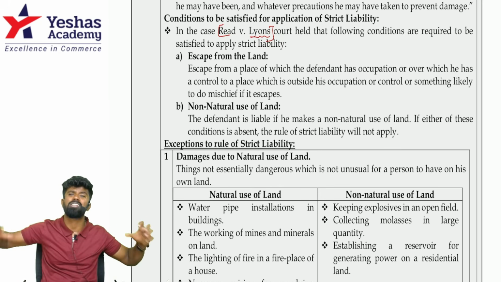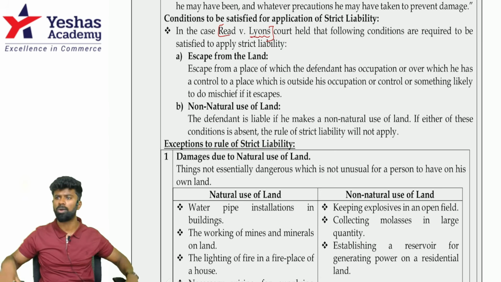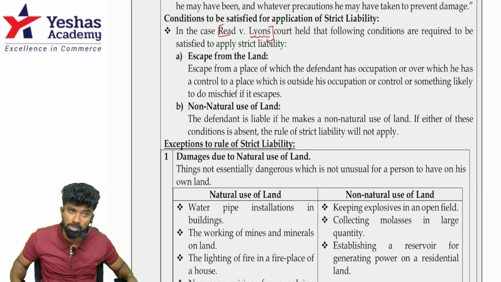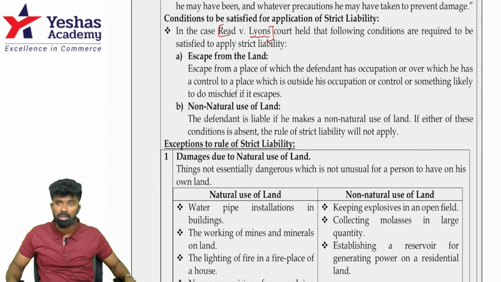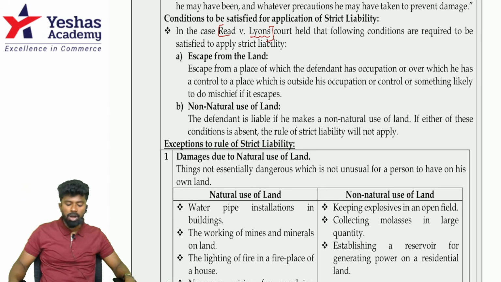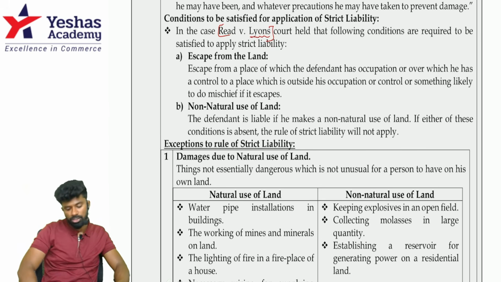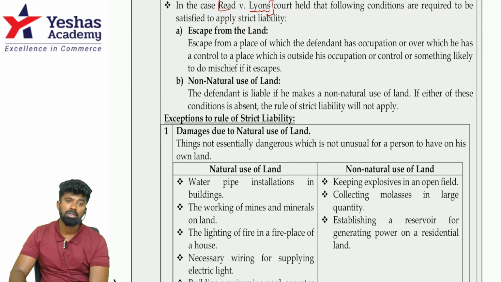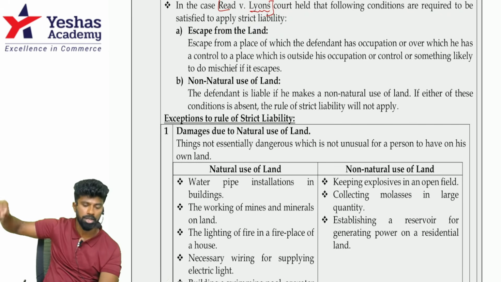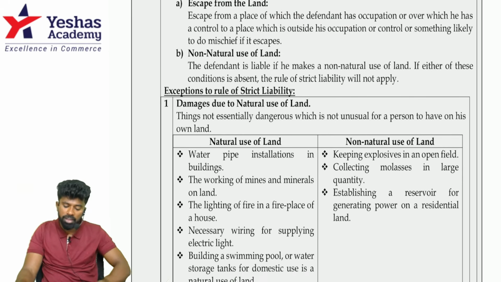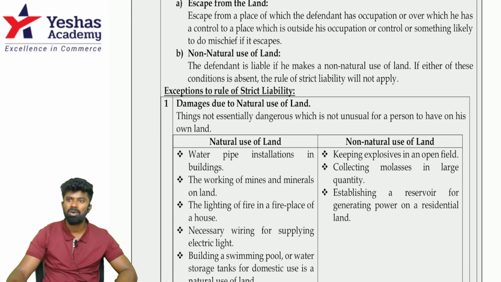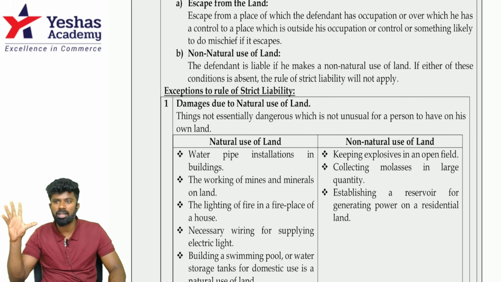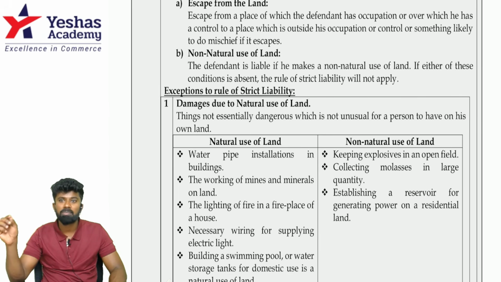What if you store hundreds of cylinders at your house in the godown? And if it escapes and damages the other person's property, are you responsible or not responsible? Which liability? Water pipe installation in the building, is it natural use? The working of mines and minerals on the land is natural use in that particular mining area. Lighting of a fire in the fireplace of a house is natural in England, in those areas where they have fireplaces.